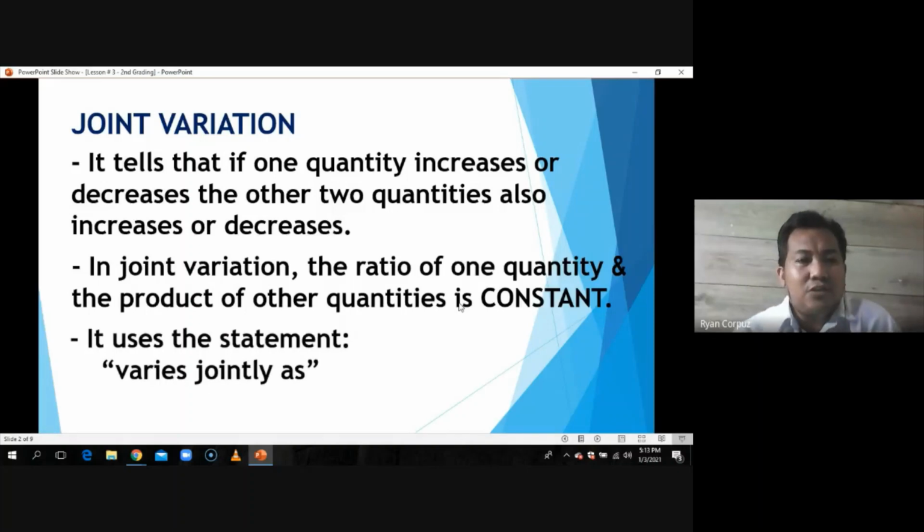Then, in joint variation, it uses the statement varies jointly as. So, alam mo that you are dealing with joint variation once nakita mo yung statement na varies jointly as. In that way, malalaman mo kung paano isosolve yung given problem about that certain kind of variation. Just like the first two kinds of variation that we have discussed, tingnan din natin kung paano natin tinatranslate yung statements of variation if it involves joint variation.